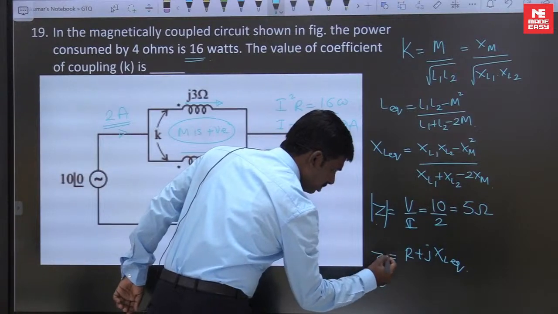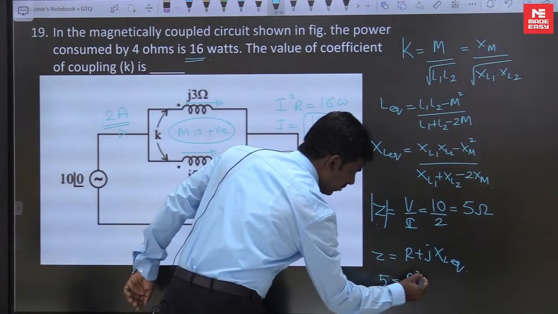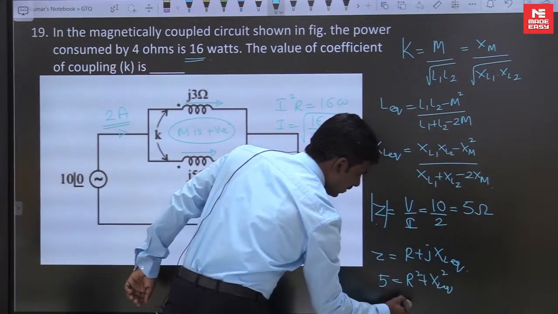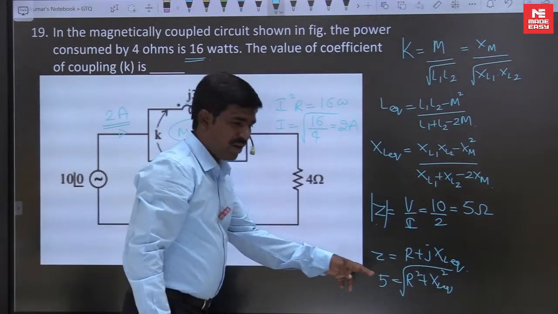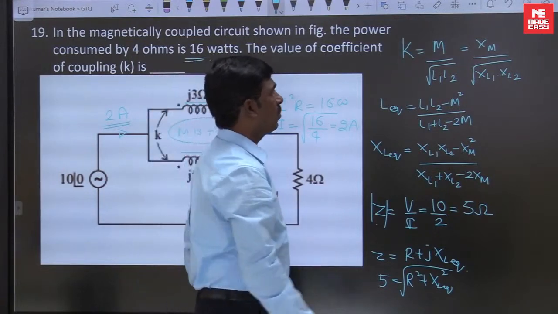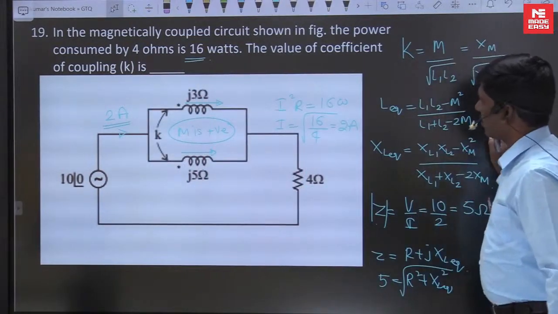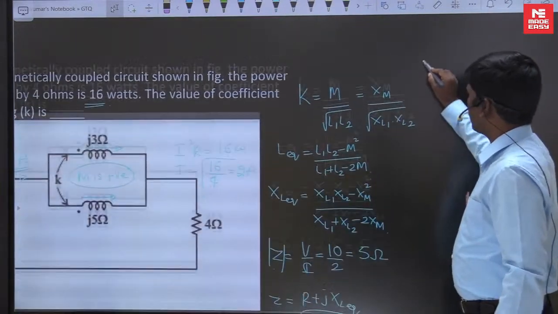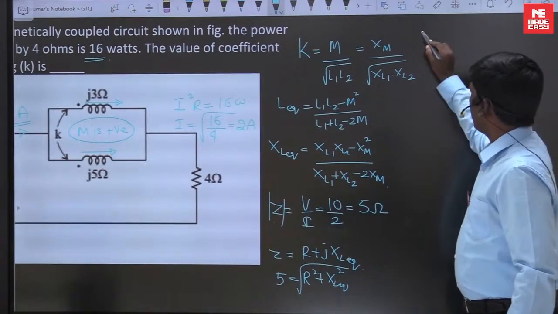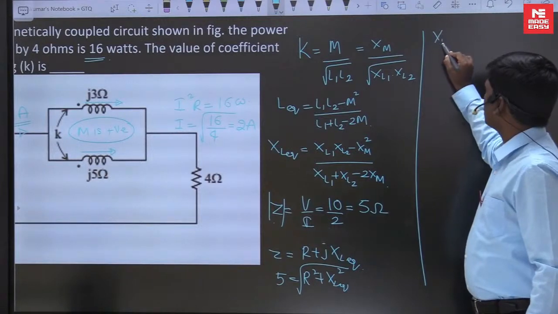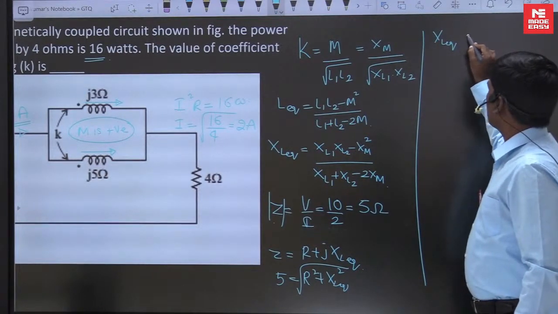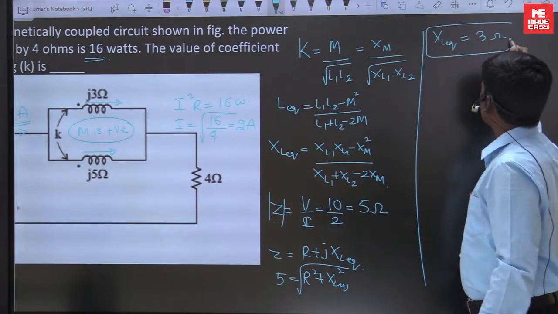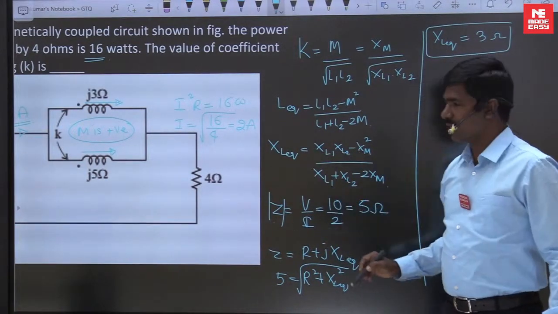Magnitude is equal to, how can we write the magnitude? Under root of R square plus XL equivalent square. R value is known. From this you have to find out the XL equivalent value, we can directly say 4, that is, this is 3. From this you get the XL equivalent value is 3 ohms. Now substitute in this equation.